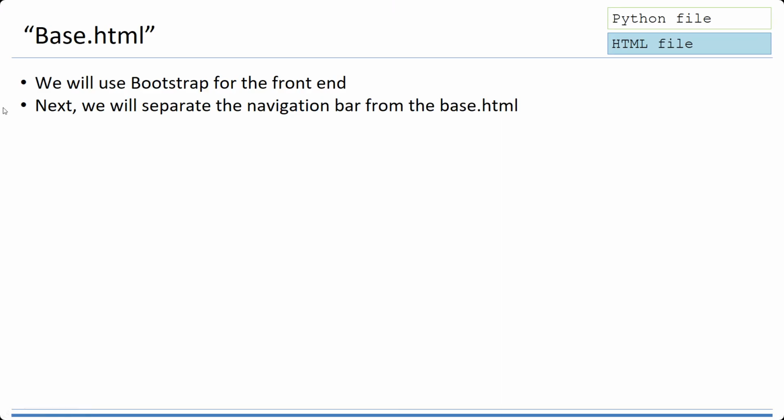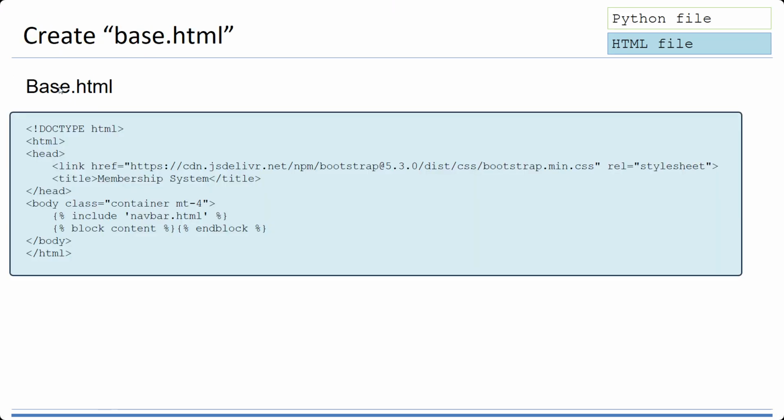And in this case, we are going to use some HTML file. The first is the base.html, and we will separate the navigation bar from the base.html. So let's review a little bit about how to use the base and how to use the other function, for example, like include and then extend. And then, we have the block and so on.